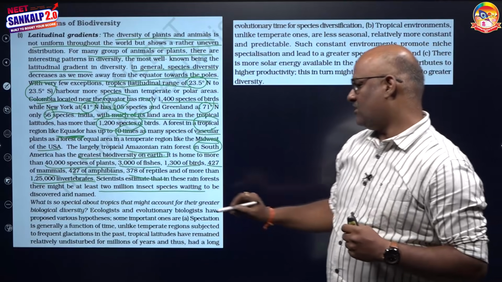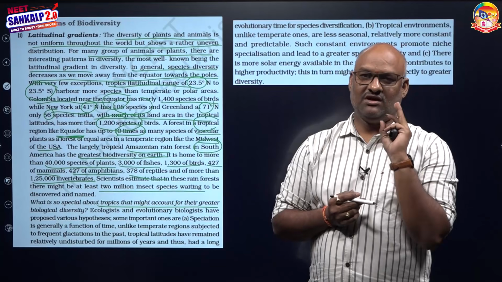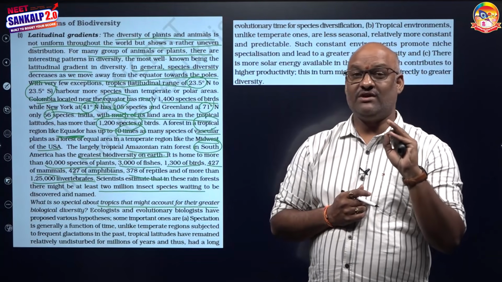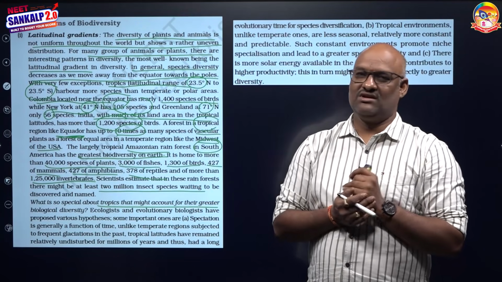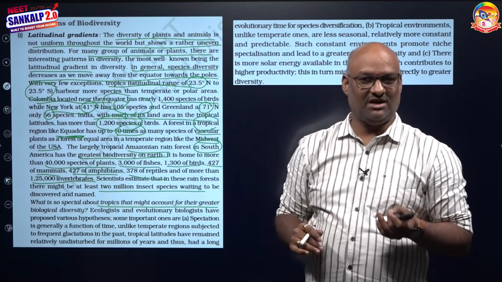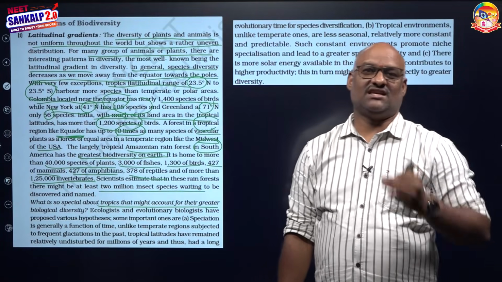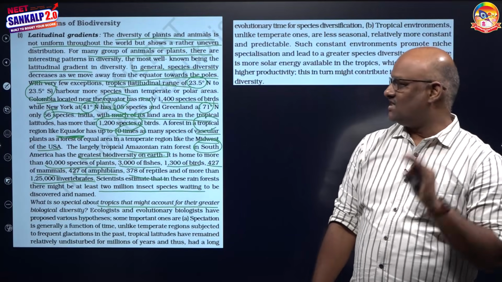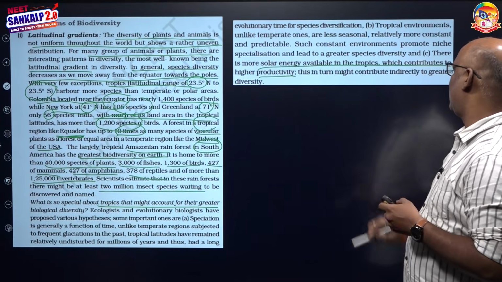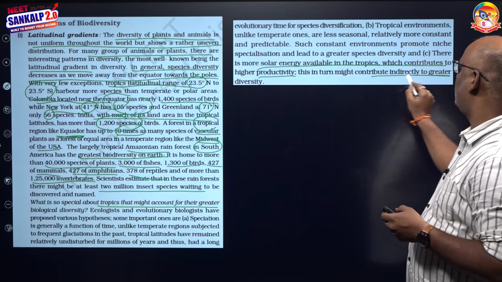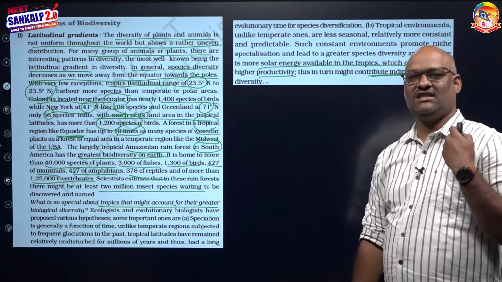So why will the tropics have greater biodiversity? There are three main reasons. Tropics have less seasonal variation, so mostly a constant season is maintained there. Occasional disturbances, natural disasters, will be very few. And tropics will have more solar energy, which contributes to more productivity and indirectly to greater diversity. So this is why tropics have more diversity than the temperates.